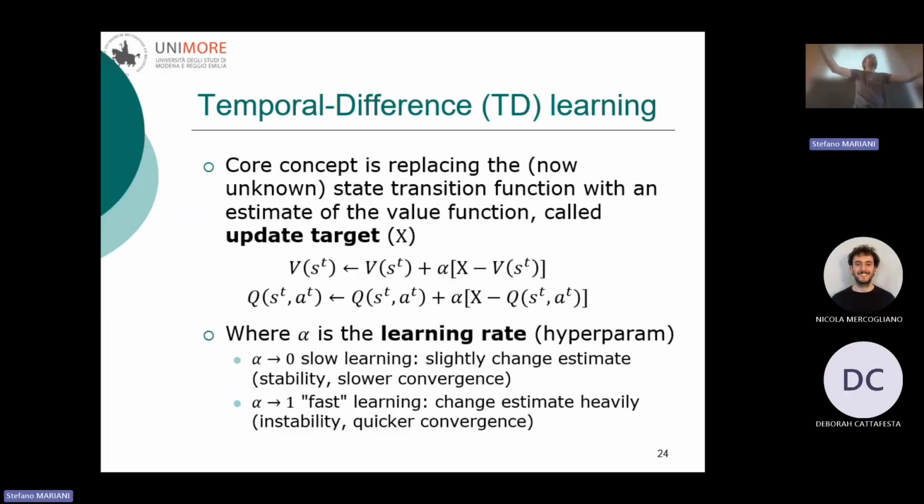I don't have the complete environment state transition, but I have a sample. I know that if starting from state S and doing action A, I got to state S prime, I have a sample of the state transition function. Better than nothing, you mean. Okay, so basically what you do here is try to sample the environment, the state transition function and the reward function by acting in the environment online.